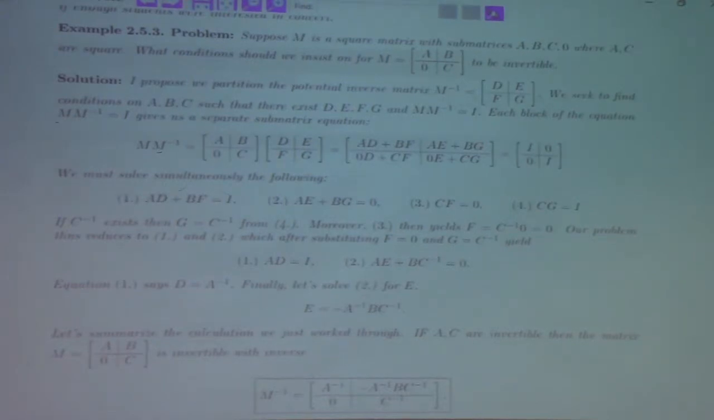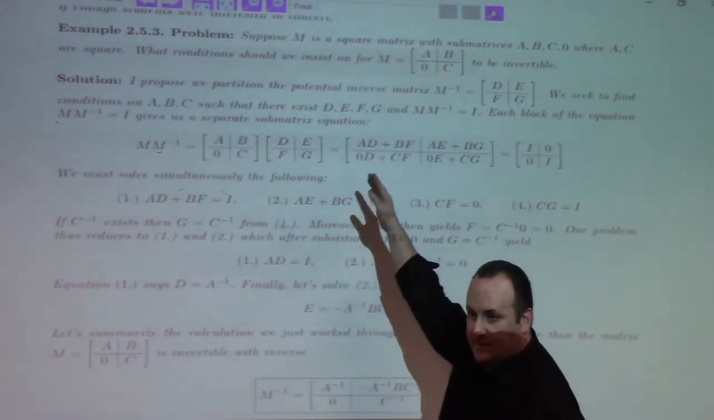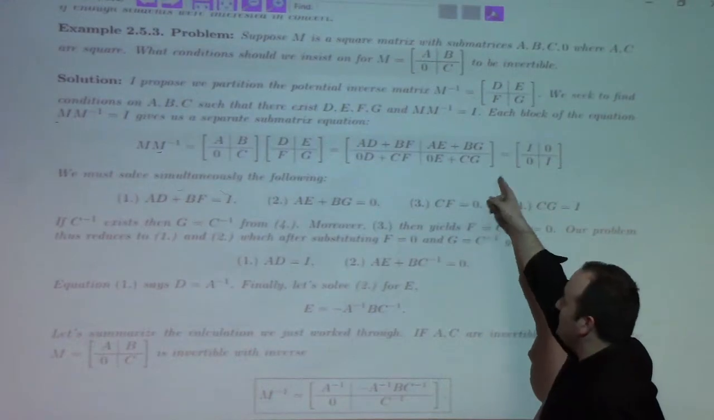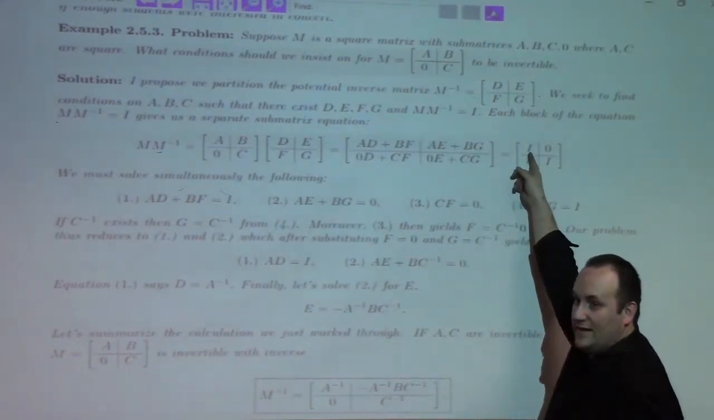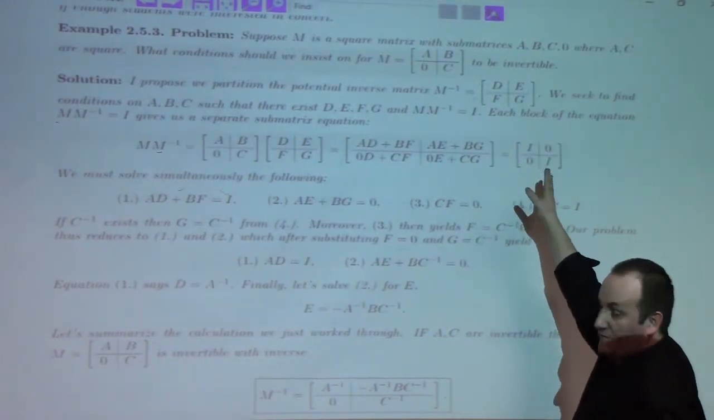I'm asking the question: what conditions do I need for M, formed by the blocks A, B, 0, C, to be invertible, right? So I propose that the inverse we can also write in terms of blocks, which we don't know yet, D, E, F, G, and I just multiply it out. So the block multiplication, again, it's just like they're numbers, but you've got to be careful to make sure that they stay in the same order. But otherwise, just what you already know. So I multiply that out. For that to be equal to the 4 by 4 identity, the identity block, that gives us 4 matrix equations.